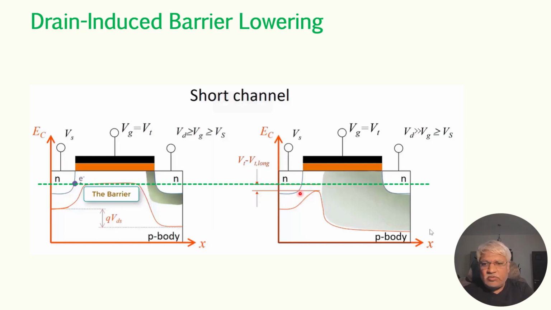Hence, with this reduced barrier, the electrons can now push through the channel. So this is called drain induced barrier lowering. That means because of some increased voltage, the drain is inducing the barrier to get lowered. In short, you can think that the threshold voltage is getting lowered when the drain voltage becomes higher in short channel devices.